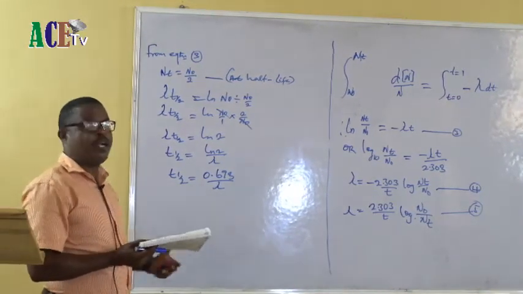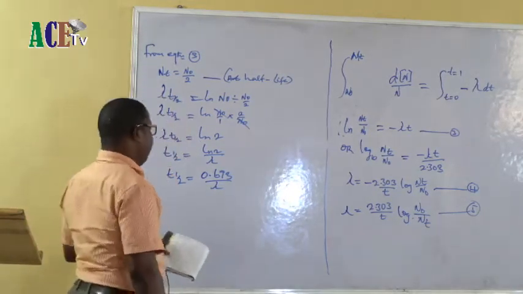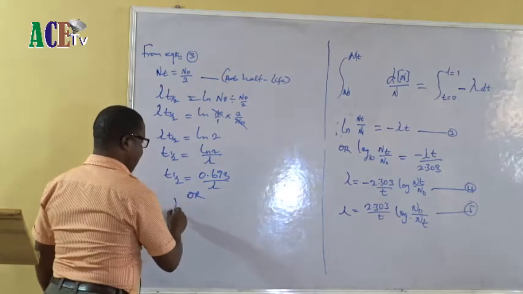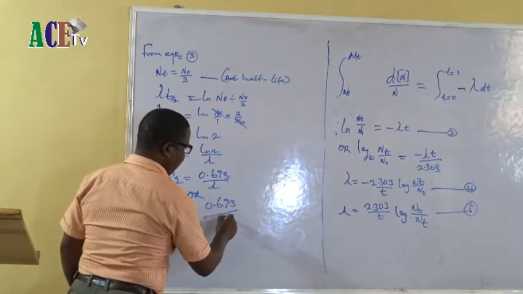And we can as well calculate our lambda from this particular equation. Lambda is equal to 0.693 all over T half.